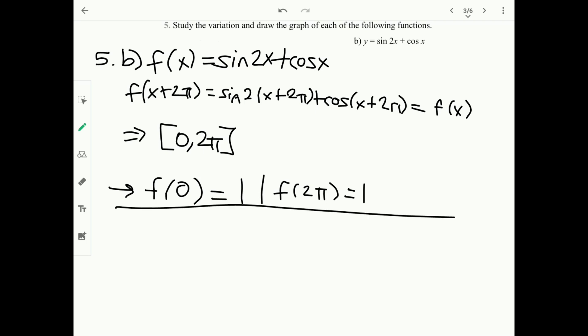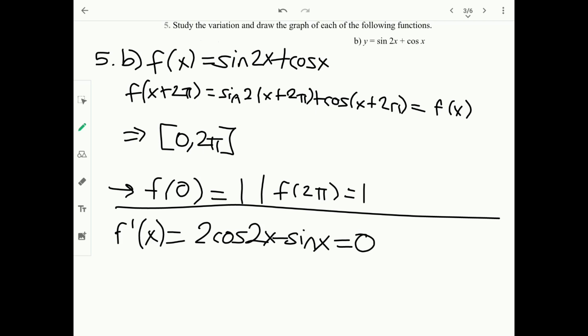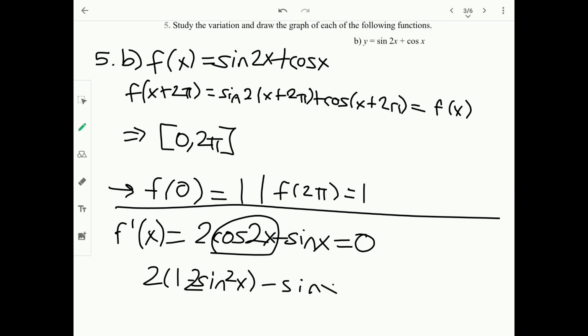Now we have to derive, right? So f prime of x is equal to 2 cosine 2x minus sine x. Now we should set this equal to 0. Now cosine 2x is equal to 1 minus 2 sine squared x, so 2 times that minus sine x equals 0. If we just simplify, we should get minus 4 sine squared x minus sine x plus 2 is equal to 0. Let's just continue on the next page.